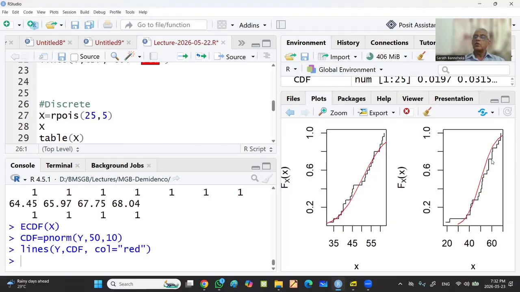But there's one common property that the step function, the empirical cumulative distribution function, is going to be around the red curve, right? At some points, the empirical cumulative distribution function is a little above the red curve. At some points, it is below the curve, right? So if I do this again and again several times, you will see different ECDFs, but all of them will be roughly around the curve.